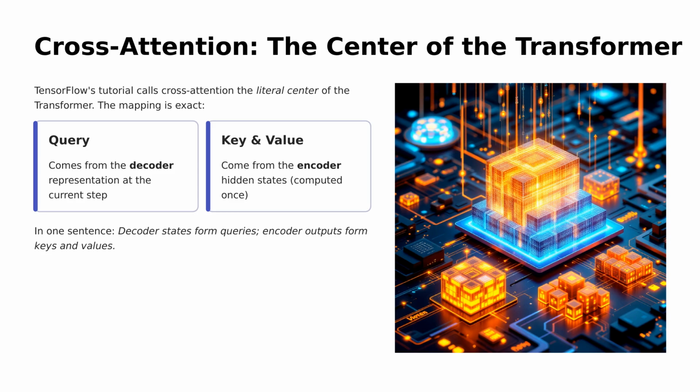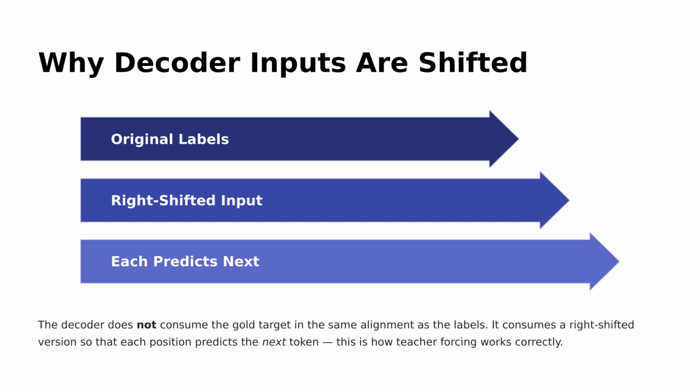Cross-attention is really the core connection between the decoder and the encoder. At each decoding step, the decoder produces a query from its current representation. That query is compared against keys from the encoder's hidden states, and the corresponding values also come from those same encoder outputs, which were computed once up front. So in one line, decoder states create queries, and encoder outputs provide the keys and values.